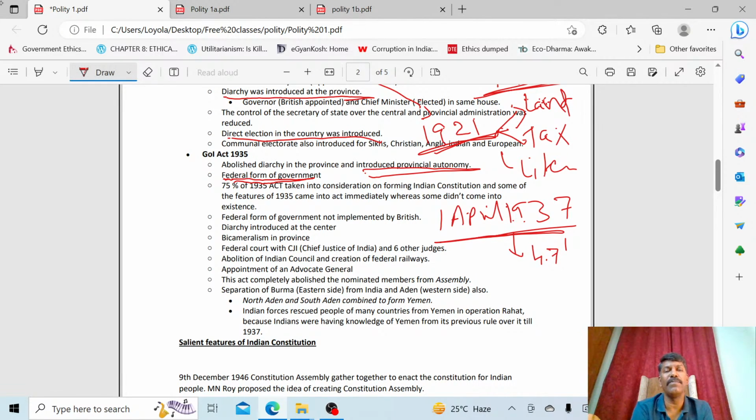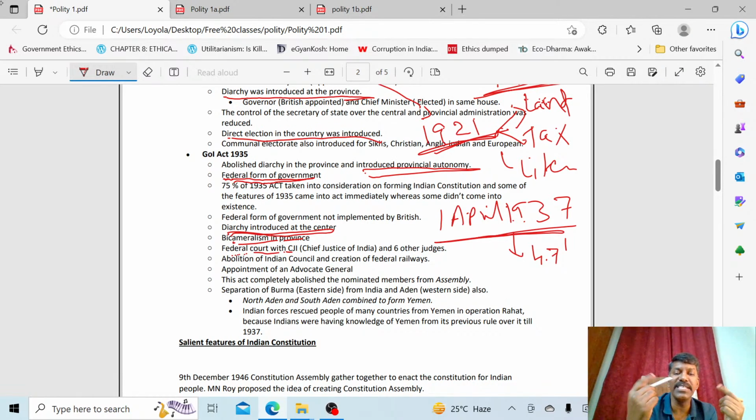So the federal form of government was inducted in the 1935 Act, but not implemented till independence. After independence, after commencement of the constitution, it was not defined properly by the constitution, like office of profit, granting aid and various other ideas. Then we know very well that diarchy was introduced from the area of province to center, like president and people-elected prime minister. And bicameral legislatures, like upper house and lower house, were also inducted inside the province.